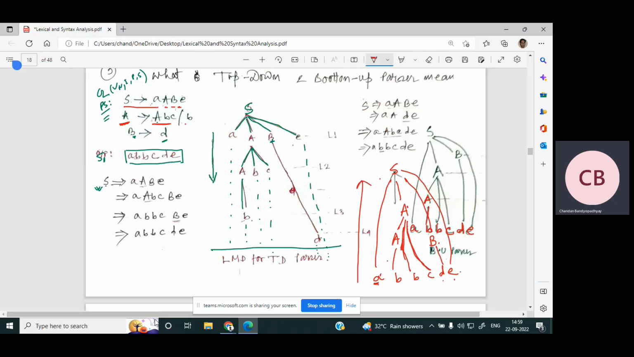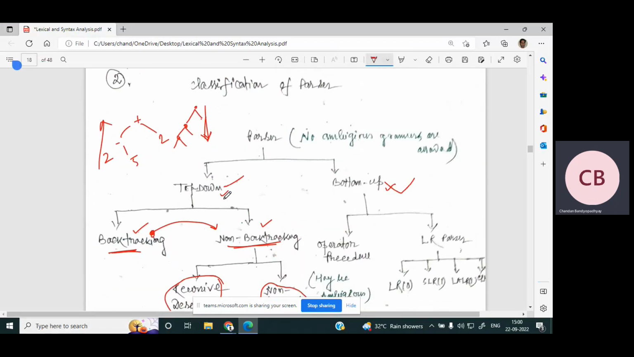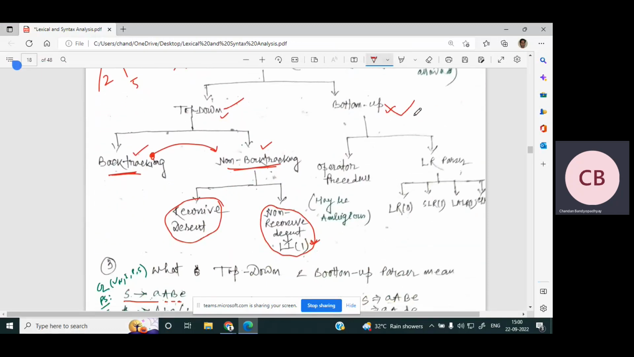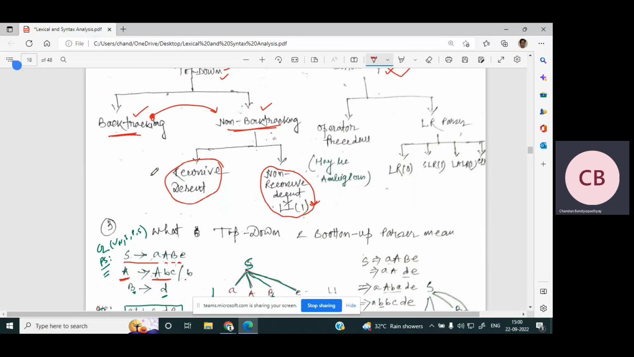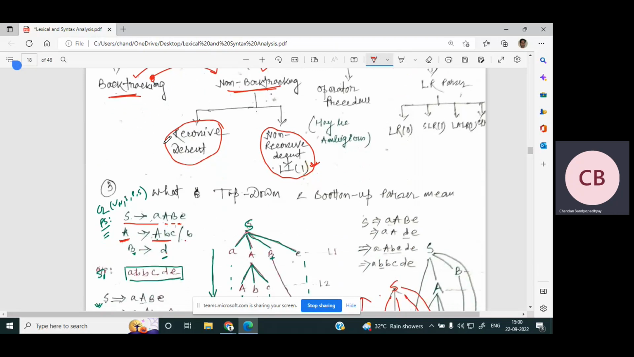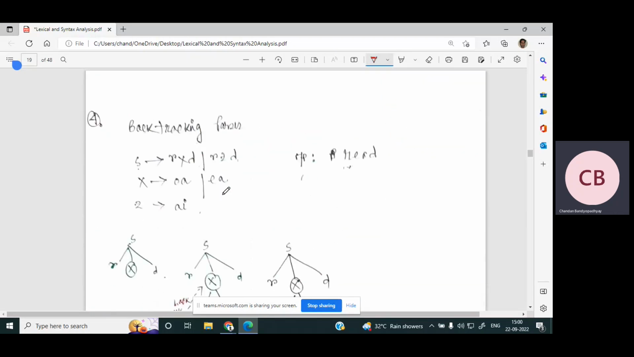That means whatever the derivation I am making here, I am approaching in the bottom up manner. That will give us a bottom up parser. So here the two classifications are there, top down and bottom up. We will be focusing on both the parsers, but here our interest will be on the LL1 parser. But shortly we will see why we should not approach with the backtracking method.